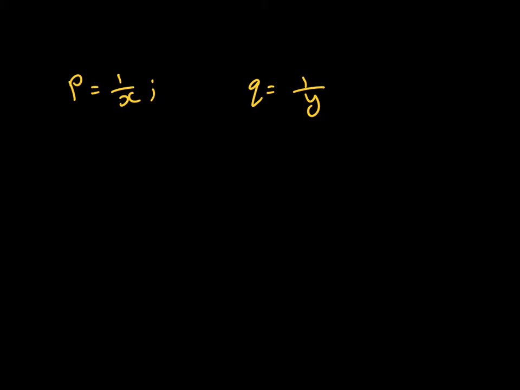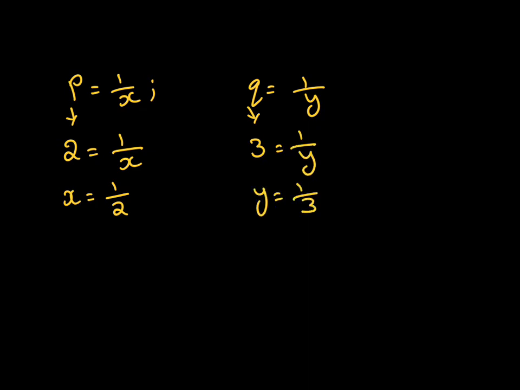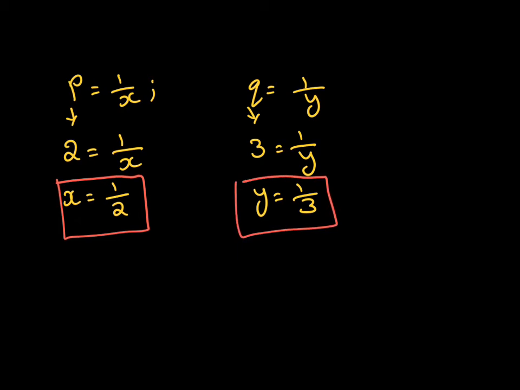We have found the value of p to be 2, equal to 1 over x. So x is equal to half. And over here we found the value of q to be 3. 3 is equal to 1 over y. So y is equal to 1 over 3. So now we have the solution of the equations. x is equal to half and y is equal to 1 over 3.